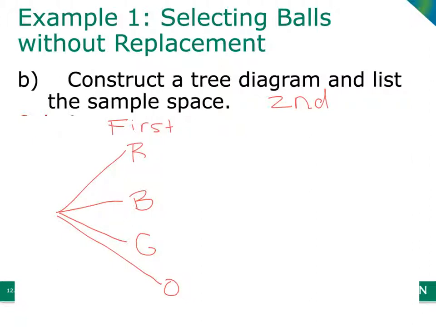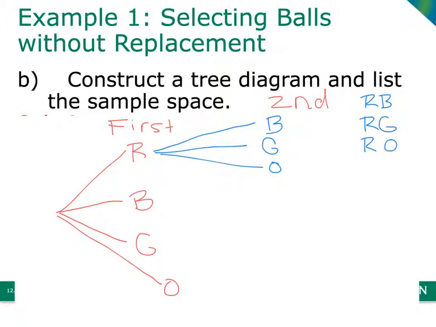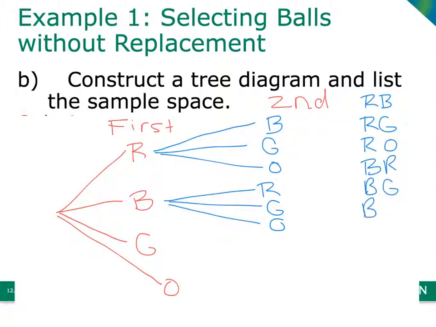For example, if we drew a red in our first draw, then on the second draw, there's only a blue, a green, or an orange left to pick. So if you were listing your sample space, your first 3 outcomes are red blue, red green, red orange. Then you go to the next option. Maybe you drew a blue on the first draw. That means there's a red, a green, or an orange left in the bag. So you could draw blue red, blue green, blue orange.